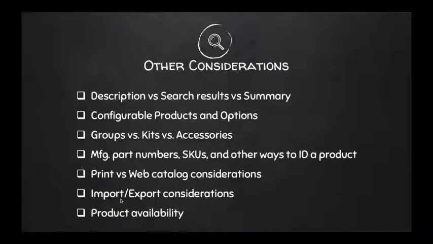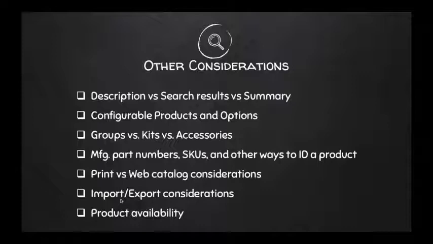So other considerations. The other things to think about at the high level are what type of descriptions I need, so the types of descriptions versus search results versus summary. If you have a large catalog and you want to add some type of search capability, do you want to search by descriptions? Do you want to search by summary? What type of results will you get? You want to think about these things as you populate your catalog.